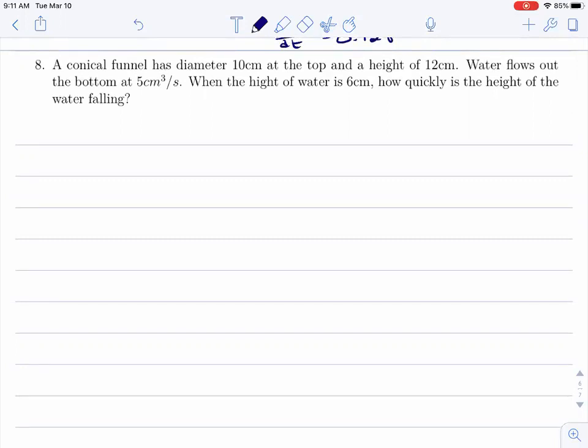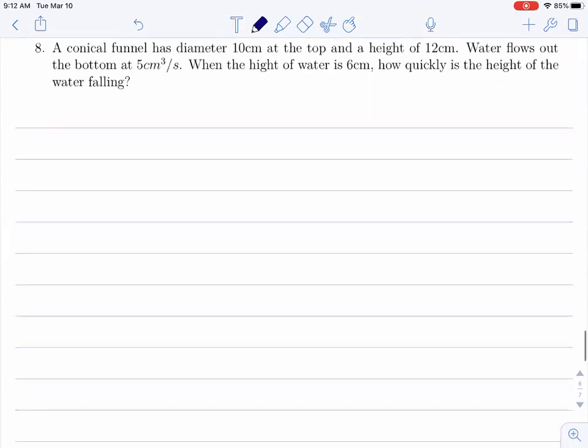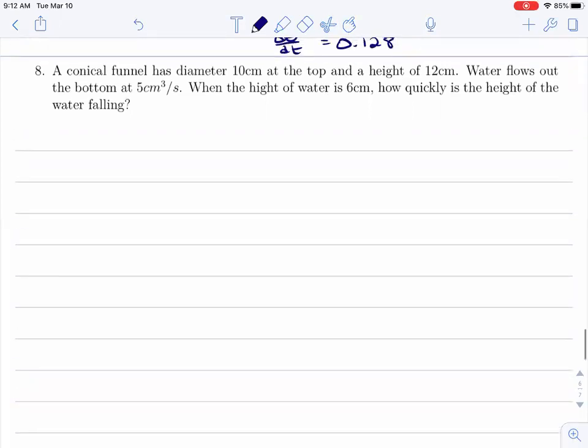Okay, so the third type of problem, I love these conical funnels or just cone-shaped whatevers. For some reason, I think because the volume formula, it just lends itself to related rates for cones. And so just love these cone problems. So let's do a cone problem. A conical funnel has a diameter of 10 centimeters at the top and a height of 12 centimeters.